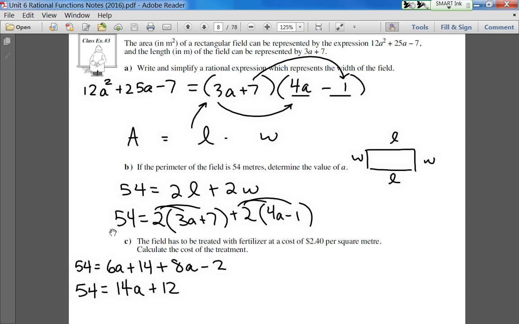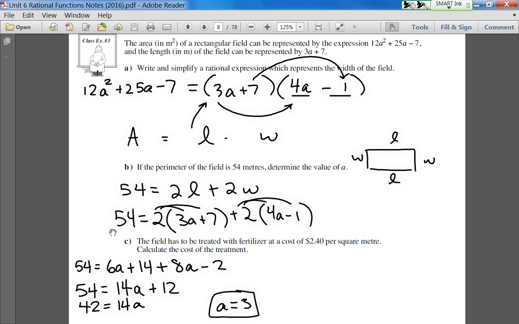How to solve this basic linear equation? Minus 12 minus 12, what do you get? 42. 14 groups of what is 42? 14 groups of 3? Okay, a is 3. So we found out the value of a.